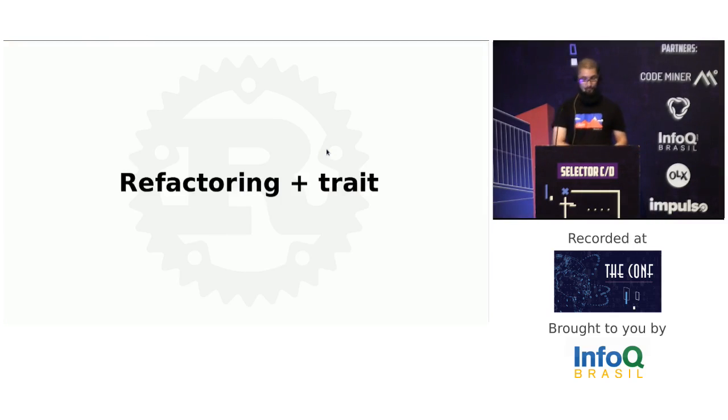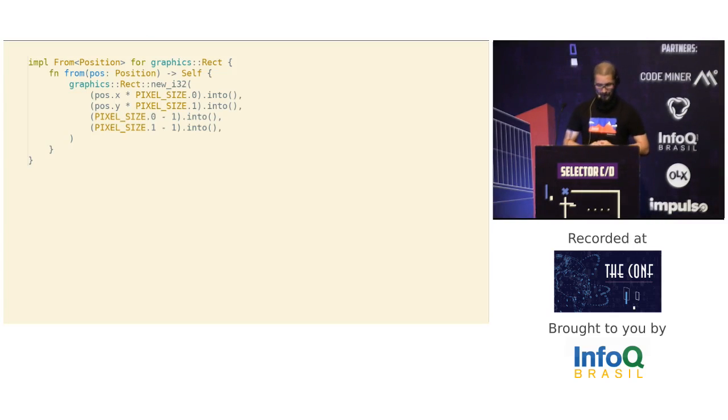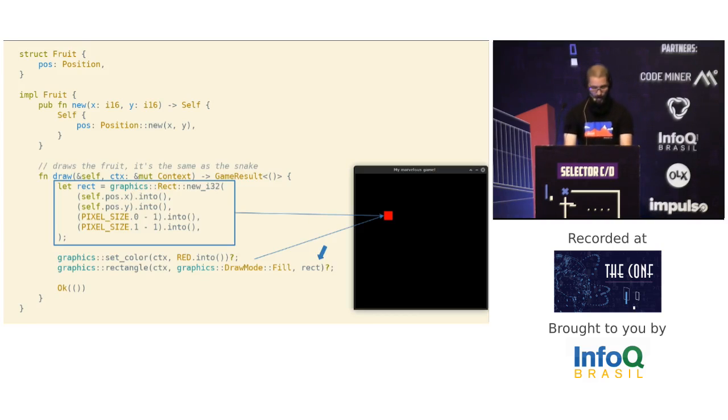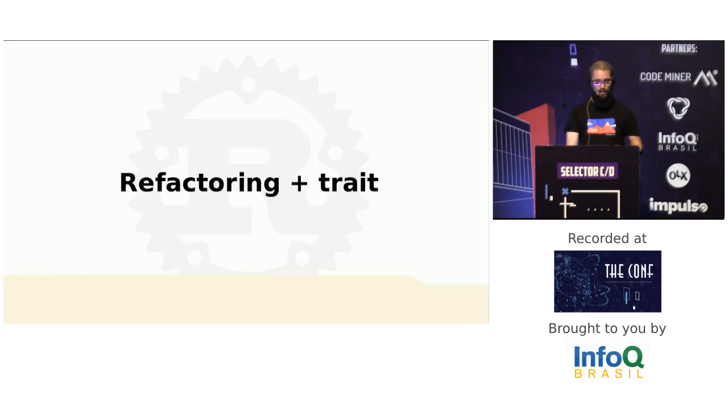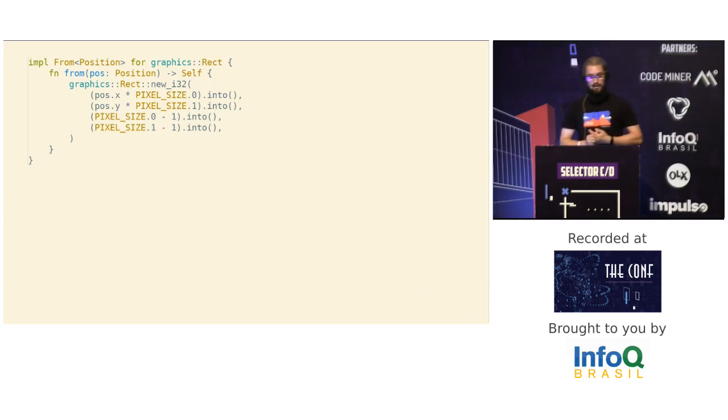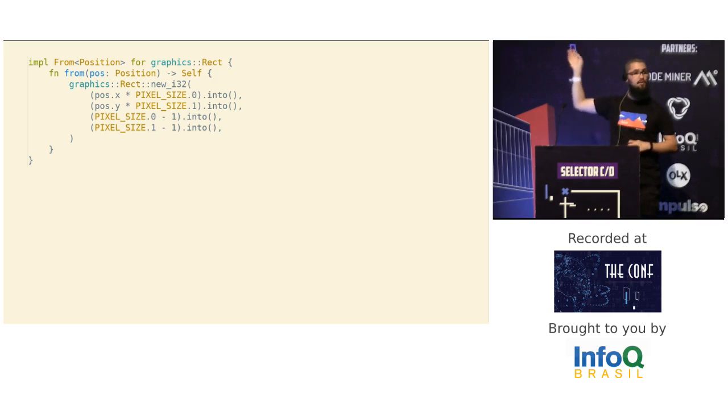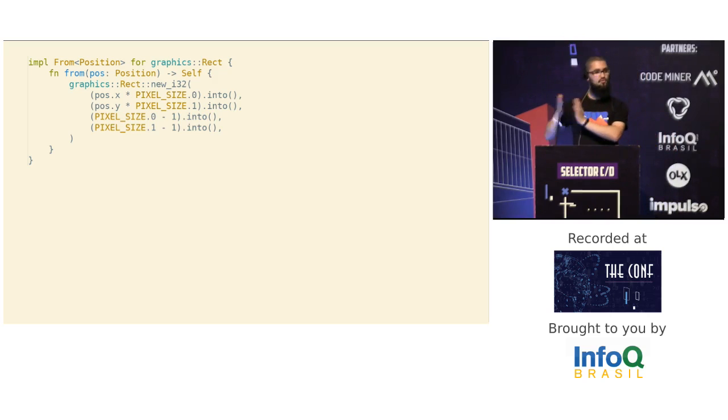Okay, so let's refactor that to a trait. So you can see that we have the construct for the rectangle here and the construct here. Okay, so let's refactor that and create our own trait, implement our own trait here. So what we are doing, we are implementing From<Position> for GraphicsRect. Let's kind of change this implementation for convert. So we convert from position to graphics rect. So every time it's expecting a graphics rect and it receives a position, Rust can do the job of converting it for you. So we just copy and pasted the code there.